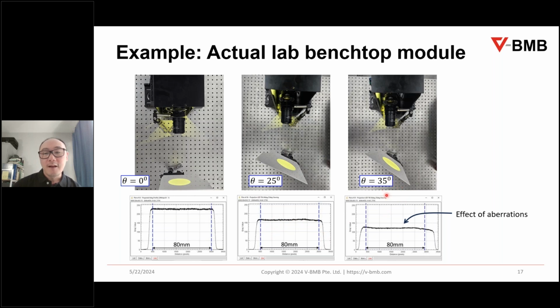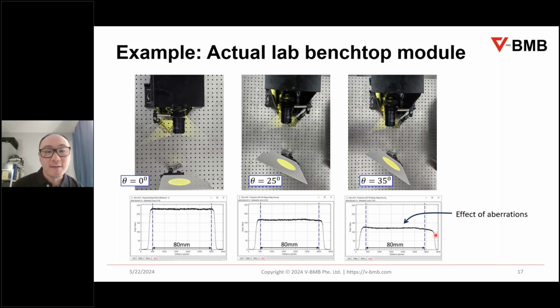Very non-uniform. At about 35 degrees, you get some small variation here and some drop over here. But for the most part, within about maybe half this, 40 millimeters to 45 millimeters, pretty good flatness profile as well. So it's possible to produce this kind of distribution using the module and the projection lens.